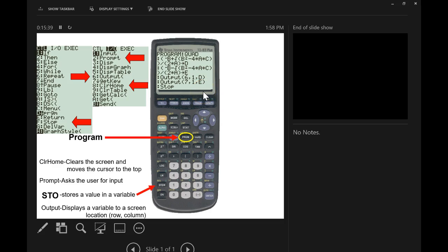Once you've done that, go ahead and exit out by pressing second and mode and wait for everybody to catch up.